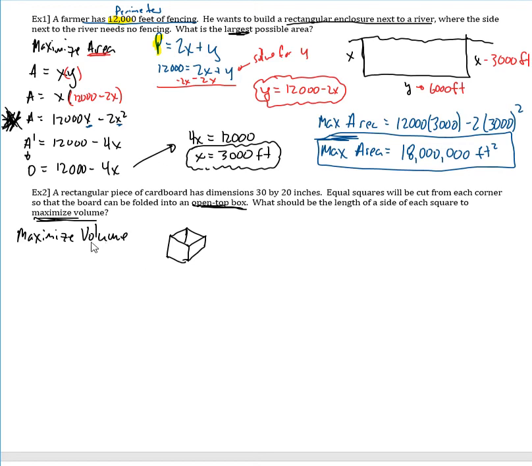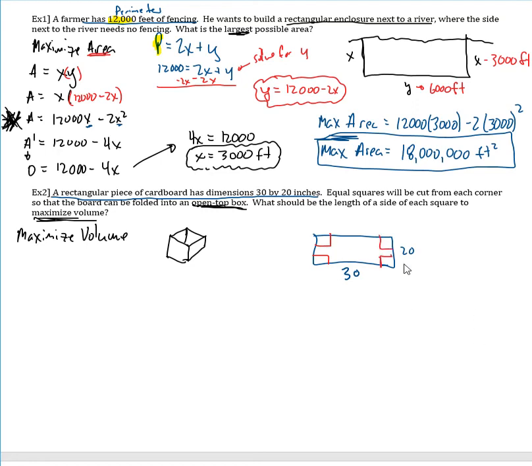It's okay, I guess. But let's go back. So that's our box, and I don't want to label any dimensions yet because it looks like it's from the rectangular piece. So let's take this. The rectangular piece of cardboard has dimensions that. And let's put this over here. So I've got a rectangle with 30 by 20 inches. And then they're saying equal squares will be cut from each corner so that the board can be folded into an open top box. Okay, so they're taking a square out of each corner like this.